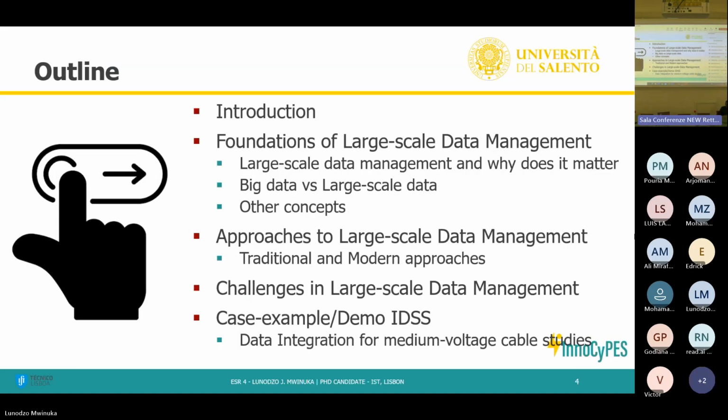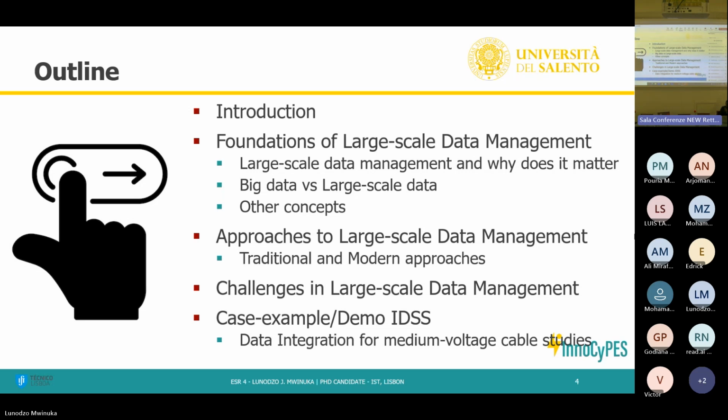We are going to look at these approaches for larger scale data management. I said earlier that I split this into two: traditional approaches and modern approaches. We will look at the strengths and challenges for each, and get into how you can choose among them, how we chose ours, and how you can choose in your cases. Lastly, we shall look at one case example, just briefly.